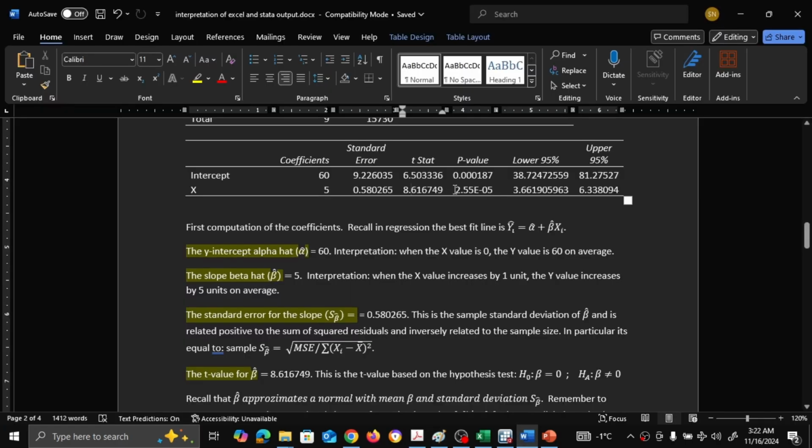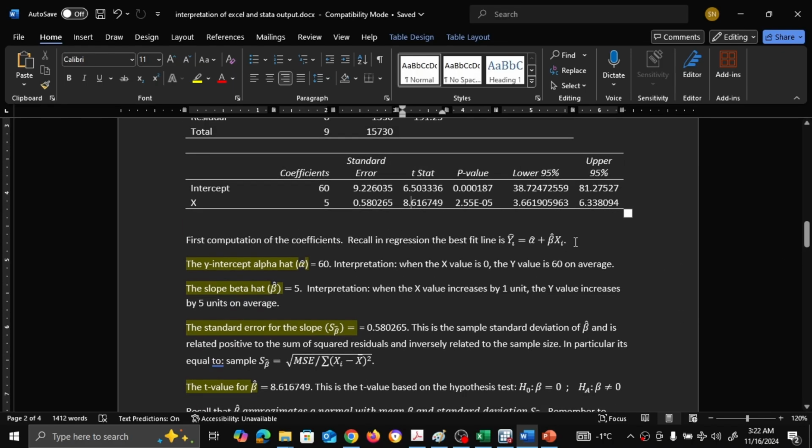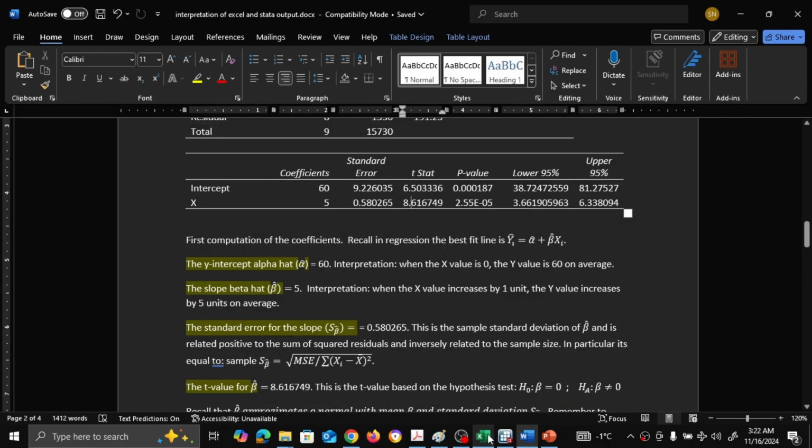Do you see this 2.55 e to the negative 5? What does this mean exactly? Well, this means 2.55 times 10 to the negative 5th power. How do you read this? Okay, this is the Excel output, which is similar actually. That's why we're in Excel here, not the STATA, okay?